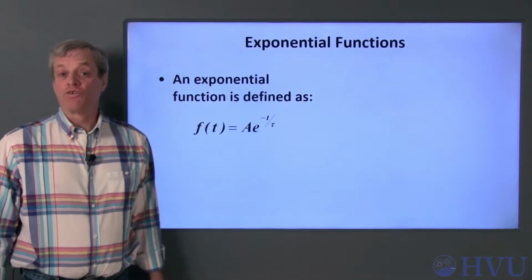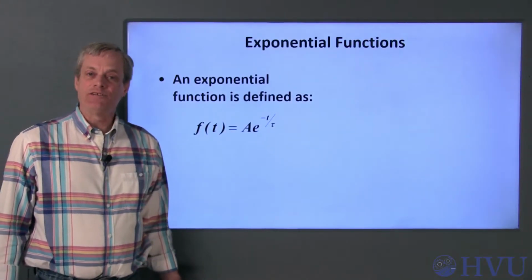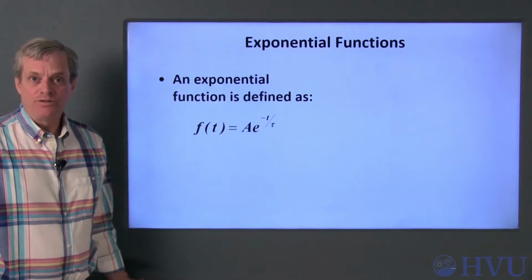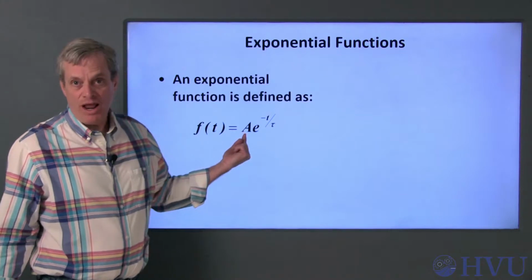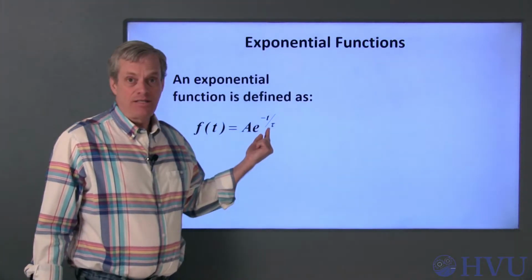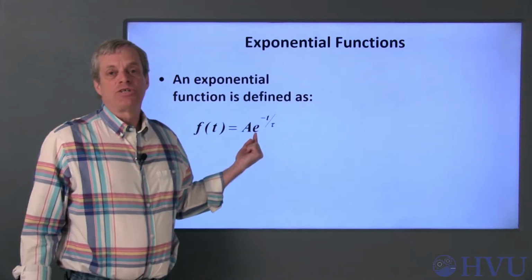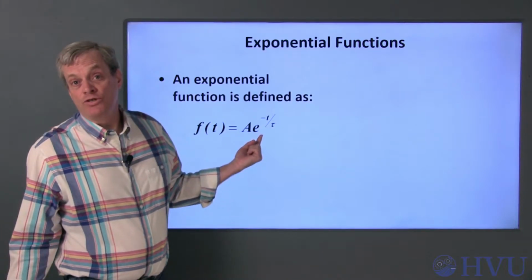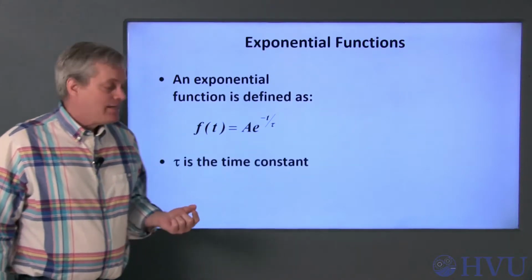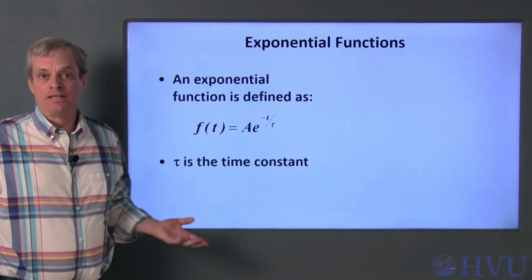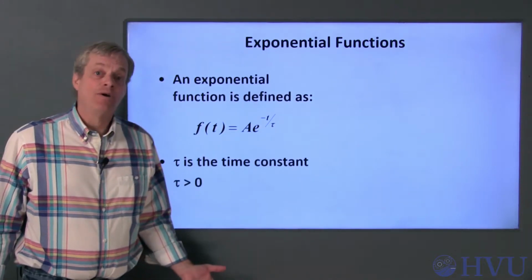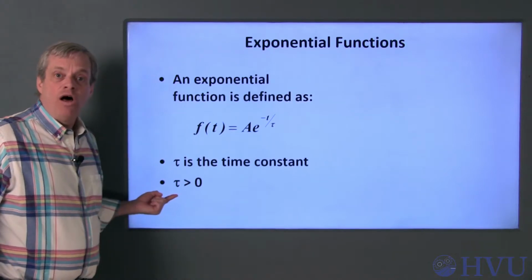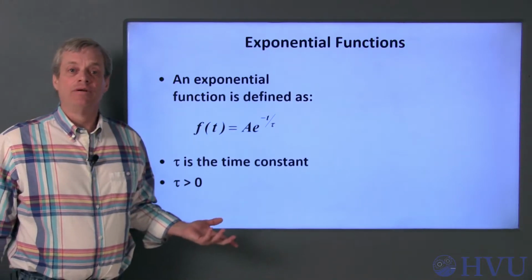Exponential functions are extremely important in the modeling of linear systems. The form that I'll use to represent exponential functions is f of t is equal to some number a times e to the minus t over tau. e is just a constant value, approximately 2.718. Tau is called the time constant of the system. It provides a rate at which the exponential decays. For us, the time constant will always be a positive number.